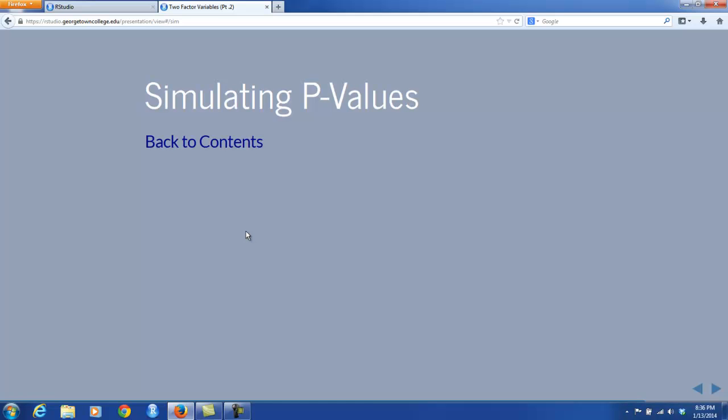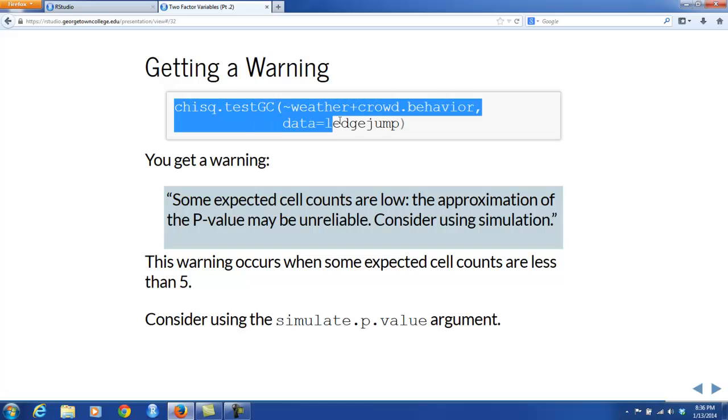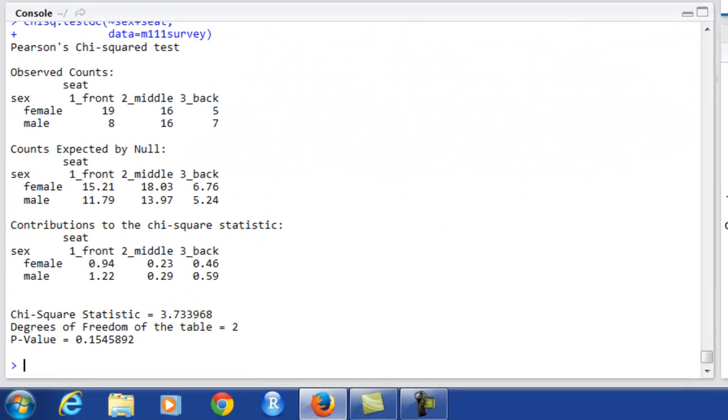We'd like to close by saying a little bit more about the computation of p-values. Let's try out chi-square.test.gc for our original rather small data frame, ledge jump. So we're not going to do chi-square sim slow. We're going to get chi-square.test.gc to give us the test statistic and the p-value all in a flash. So we'll copy this text. We'll come over to RStudio.